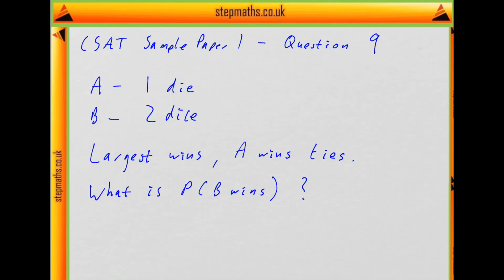This is question 9 from the first CSAT sample paper. In this question we've got two people, A and B. A rolls one die, B rolls two dice, and then whoever gets the largest value wins, but A wins ties. So for instance, if B gets 3 and 4, so the largest number is 4, and A gets a 4, A wins. So we're asked, what is the probability that B wins?